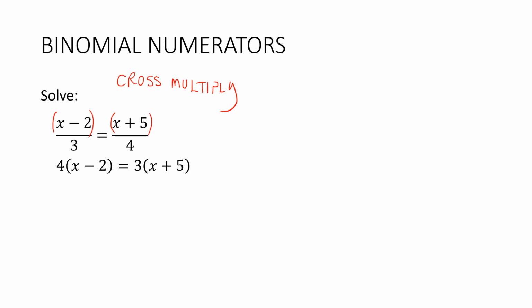Pretty easy from now. We're going to expand this out. 4x take away 8 is equal to 3x plus 15. Take your 3x over. I'm going to take the negative 8 over at the same time. I'm moving a little bit quicker. X is equal to 23.